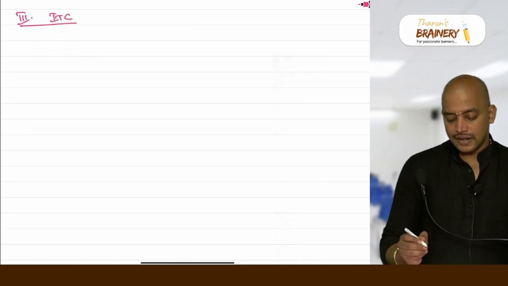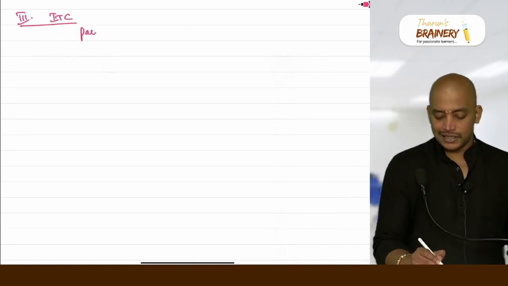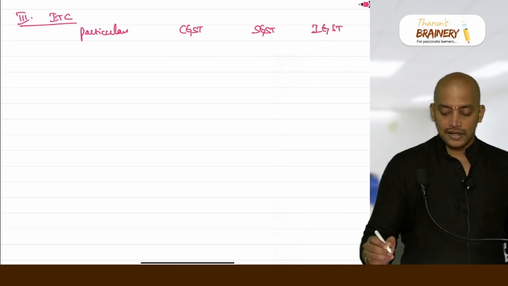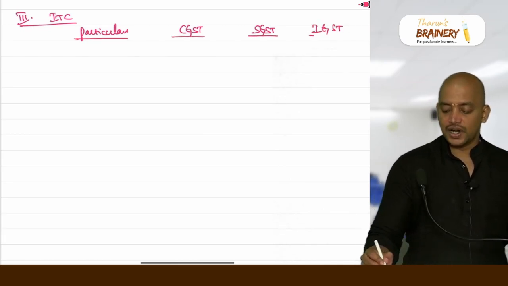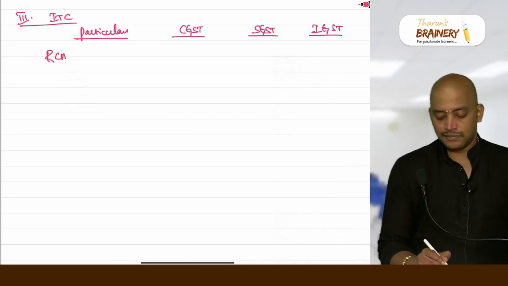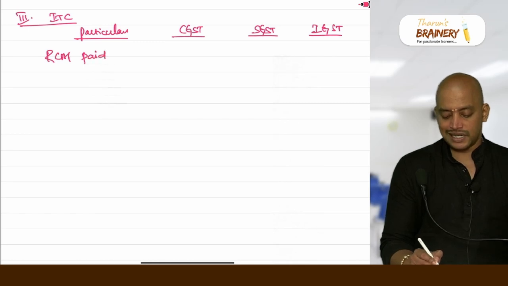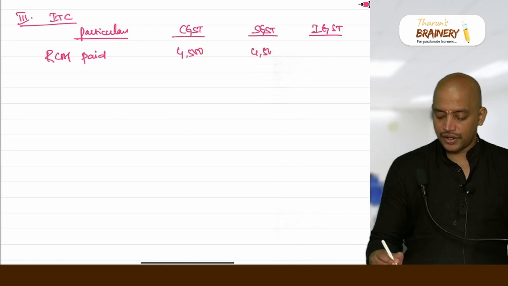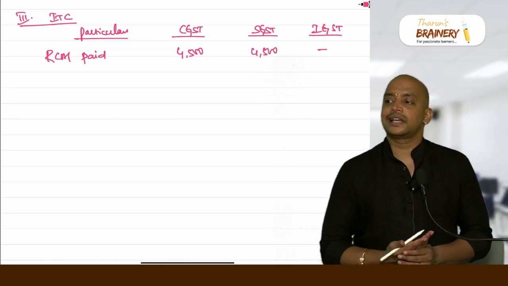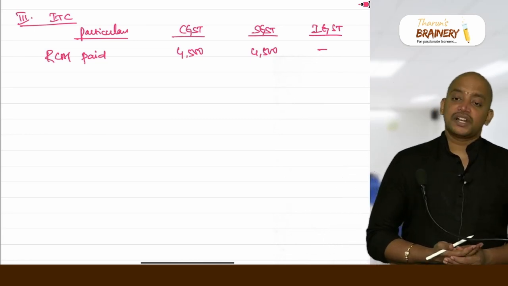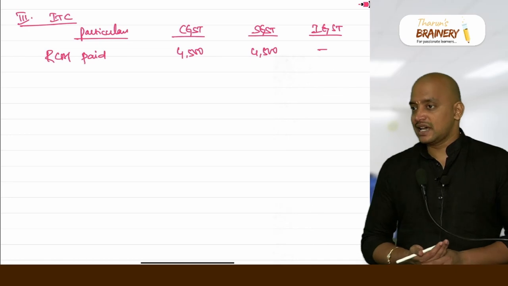ITC, particulars: CGST, SGST, IGST. And what is the inward supply? First, whatever GST we paid under RCM, we can avail as ITC, correct? RCM paid. How much is the RCM paid? 4,500. Anything else, like an opening balance? No other inward supply, correct? Whatever we pay under RCM, that can be availed as ITC.